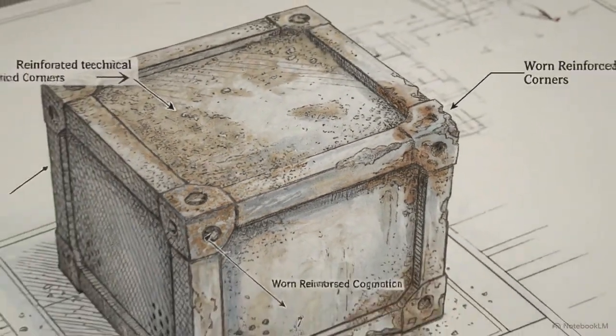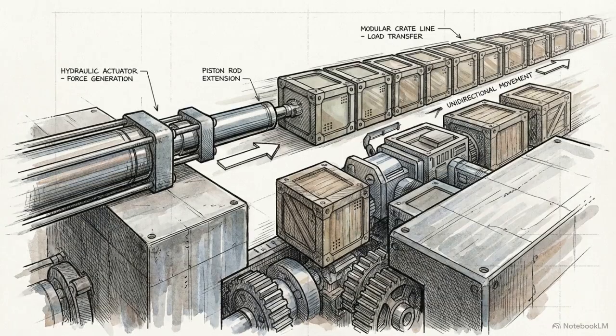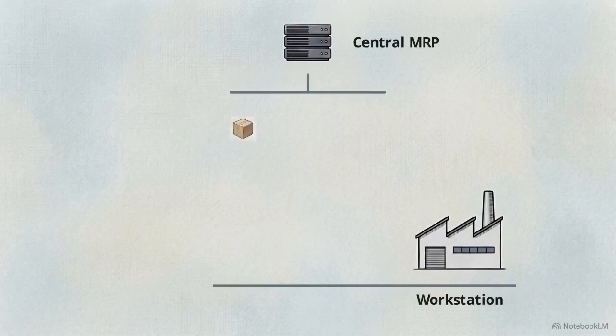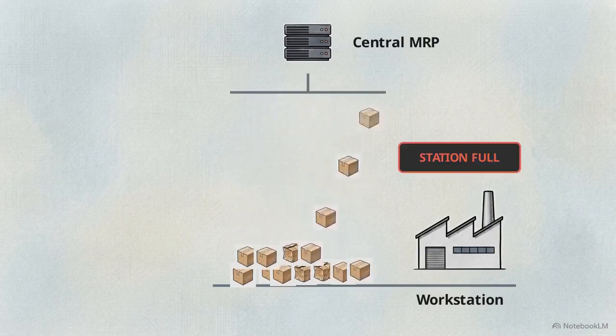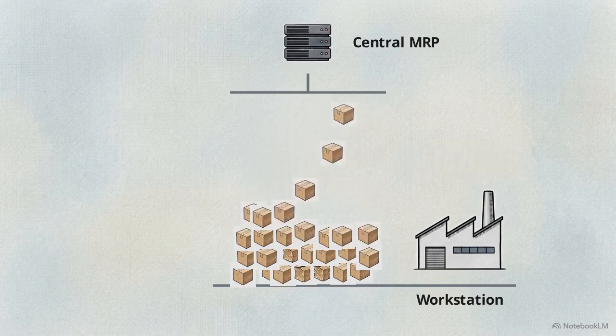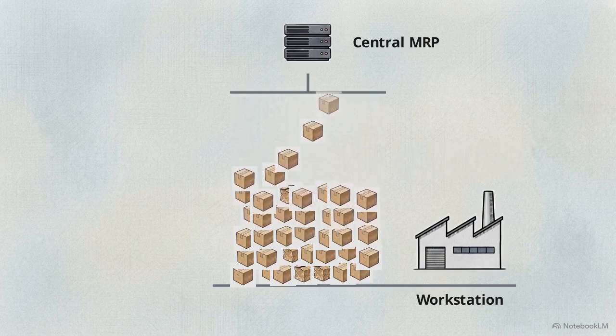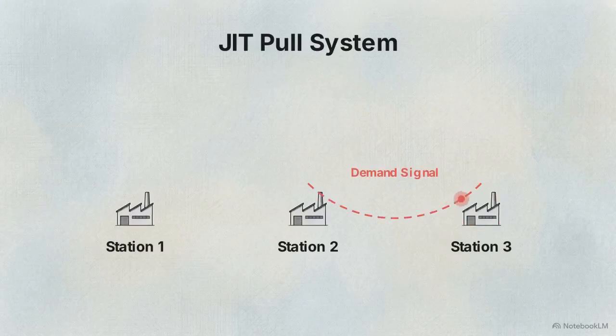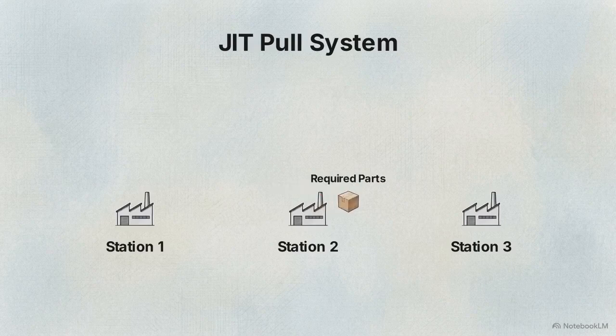Traditional manufacturing relies on a push model. In this setup, central management generates a forecast of anticipated market demand, and that forecast dictates how many parts are manufactured and pushed down the line, regardless of whether the next station is ready for them. Modern operations favor demand-driven pull models. Here, output is strictly limited to the immediate needs of the subsequent operation, with parts arriving only when they are required.